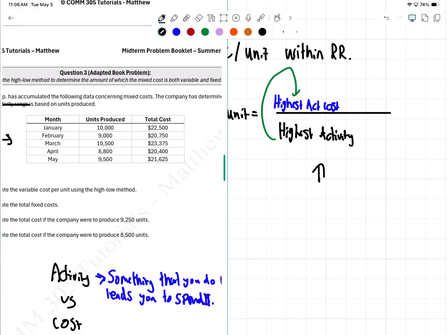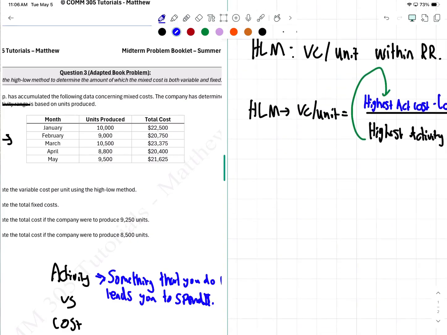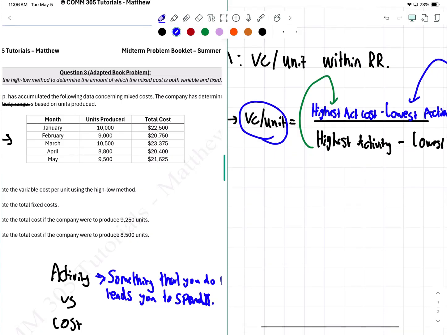So guys, you start in the denominator and then you pick the numerator that matches. Then guys, we minus the lowest activity. And then here, guys, same thing as before. You're going to minus the lowest activity cost. Okay. And that's how you solve for the VC per unit with the high-low method, right? That's the equation that we went over in the theory video.